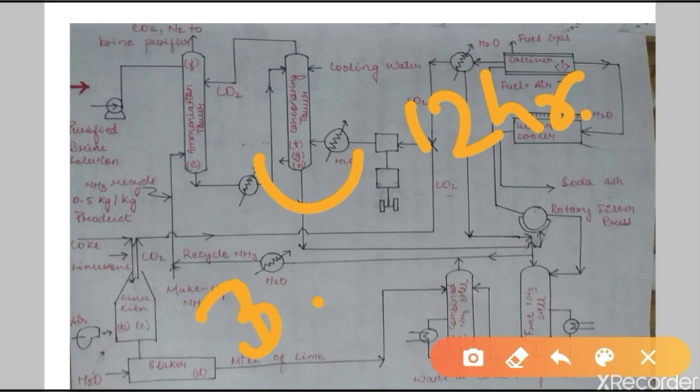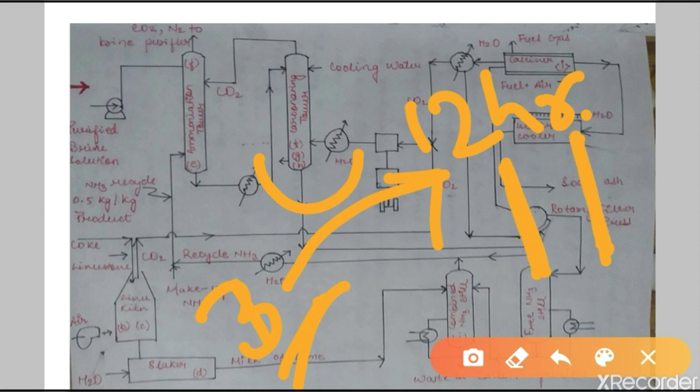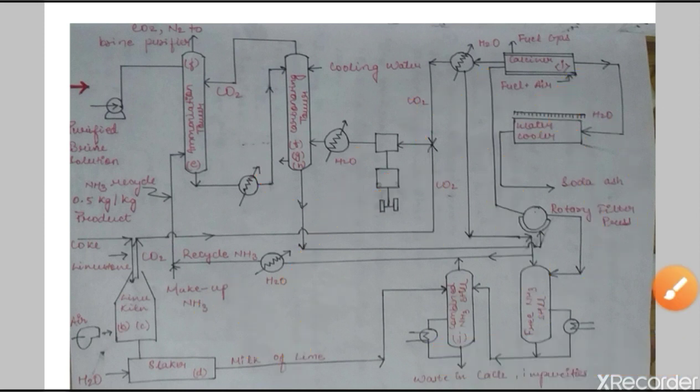So that is, after working for 3 complete days, it has to be cleaned for another 12 hours so as to get rid of the scale formation on the inner linings of the carbonating tower. And there are 4 to 5 towers in the real industry, so that if one has stopped working, the other is working. So this is all about the carbonating tower.